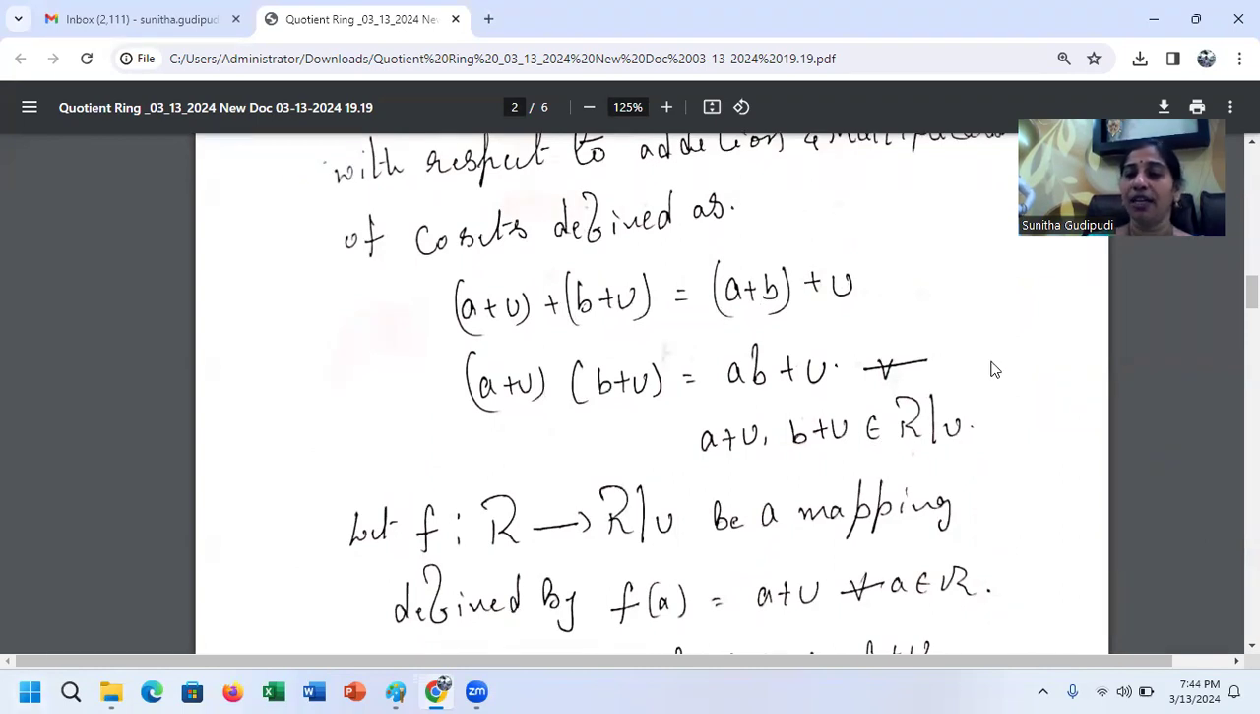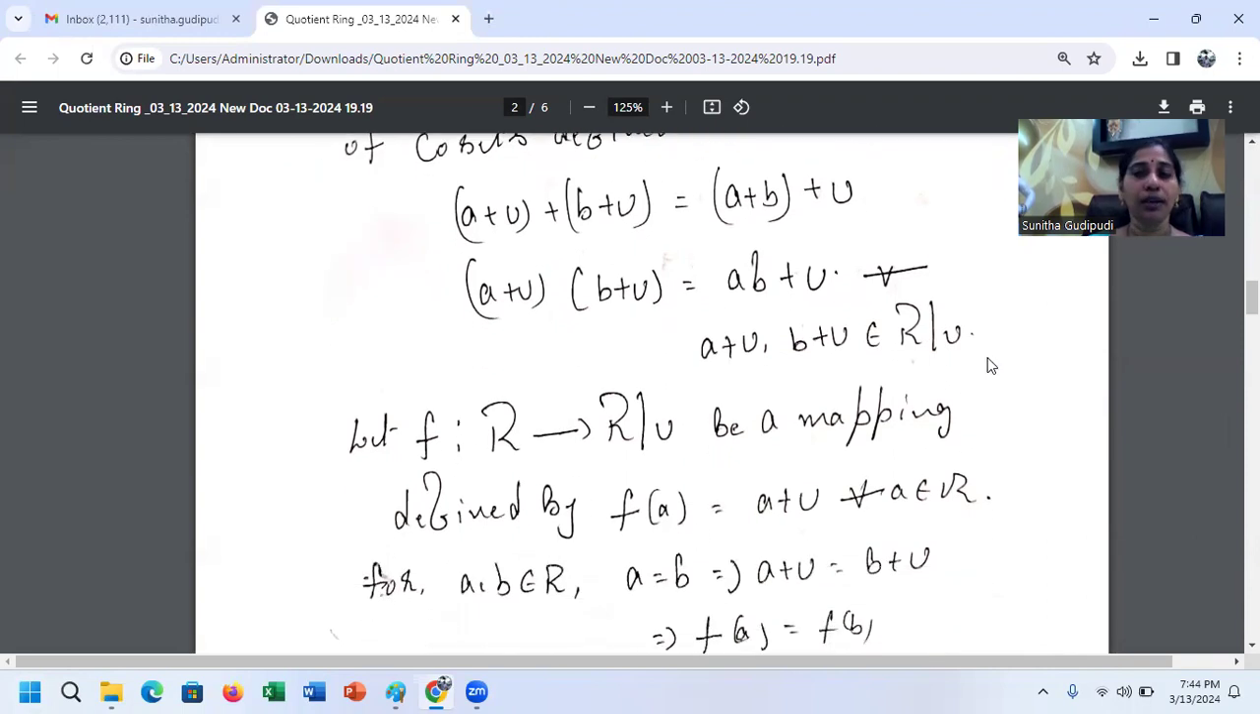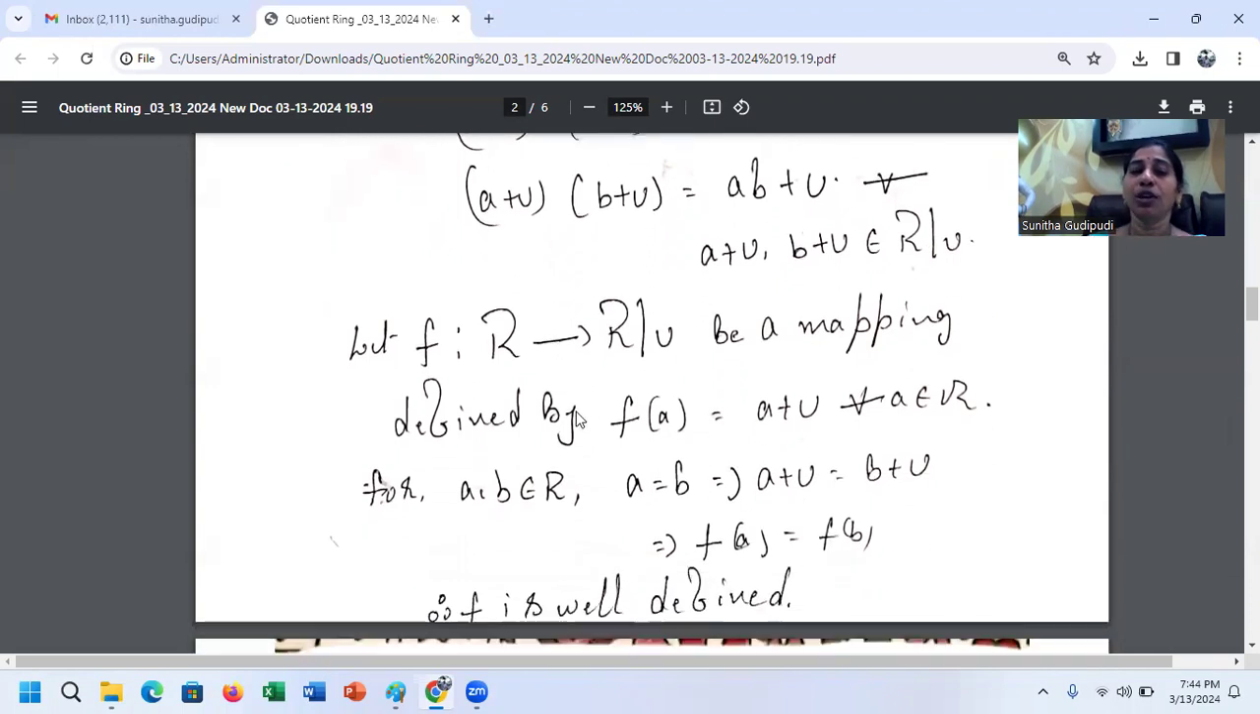So now let's define a homomorphism, a function first, and show that this function is well defined in step one. So let's define f from R to R by U, a function. How do we define it? Every element a in R is mapped to the corresponding coset a plus U, for all a belonging to R. So in step one, we will establish that this mapping is well defined.